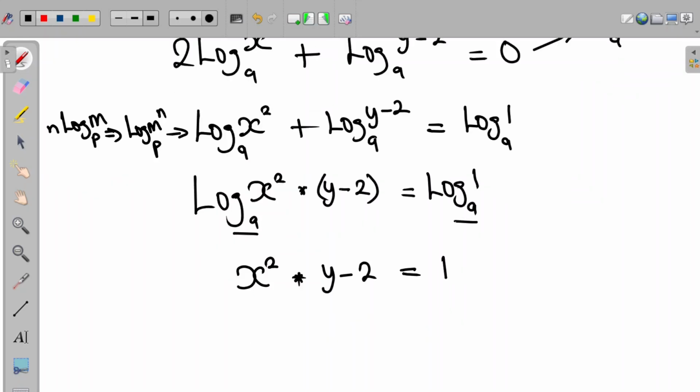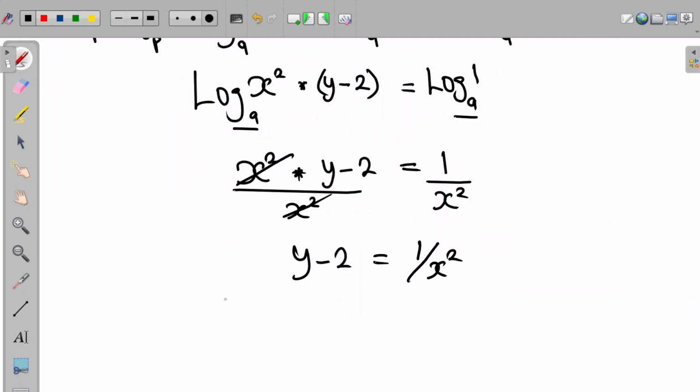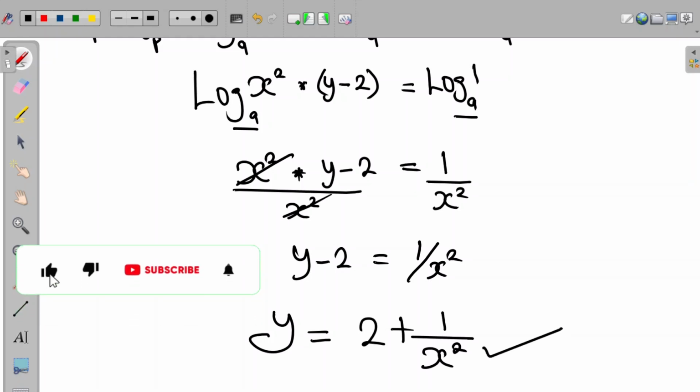So we divide the equation by x squared. So we divide here by x squared and divide the right hand side by x squared. So x squared can cancel out x squared. So we have that y minus 2 is equal to 1 divided by x squared. So if we make y the subject, the equation becomes y equal to 2 plus 1 divided by x squared. So at this point, we have expressed y in terms of x.